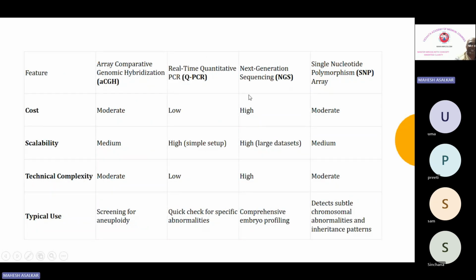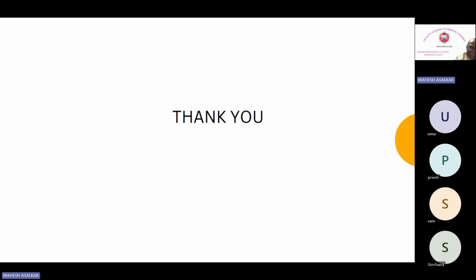Now coming to the cost, it is very high for NGS. The typical use of NGS is comprehensive embryo profiling, while qPCR is for a quick check for specific abnormalities. If you know what you want to look for, then you can quickly do qPCR. But with NGS you can carry out whole embryo profiling. Even if you don't know what exactly you are looking for, you can get a complete profiling. The rest are better for screening for aneuploidy, and they detect subtle chromosomal abnormalities and inheritance patterns. So this is just a comparison between all four. That finishes this small talk also. Thank you.